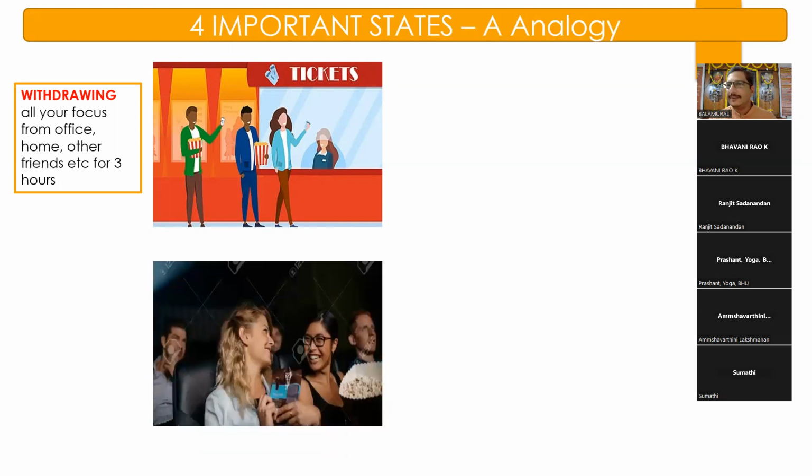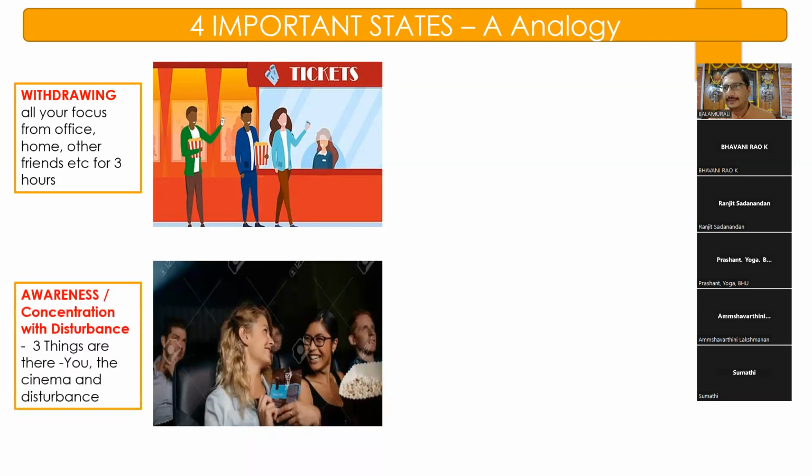What do you do next? You go and sit in the theater. Suppose, let's say you have your friends also there. Now you are sitting there. The cinema has just started. Maybe they are putting on the reels or advertisements. And you are talking to your friends. And somebody is putting on light and somebody is talking. So who are all here? You are there. The cinema is on. The disturbances are there. Three things are there.